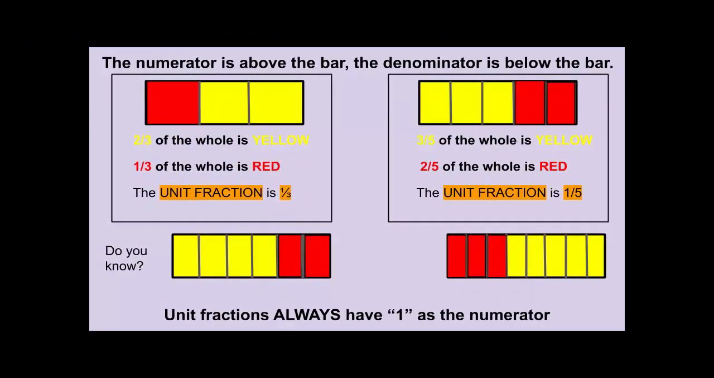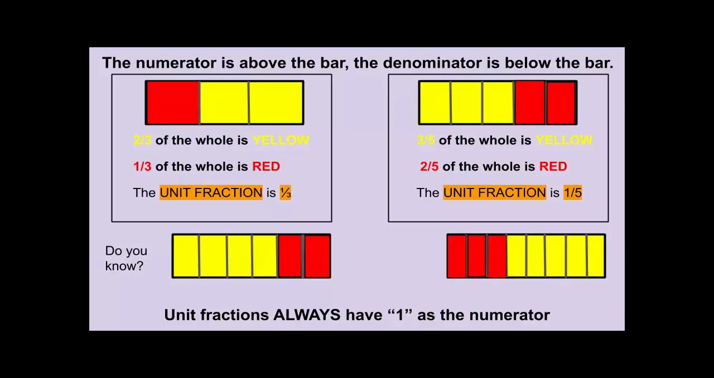Let's try a few more examples. When we look at the first box, we see that the rectangle is divided into 3 parts. 1 part is red, 2 parts are yellow. So for the regions, the yellow part is 2/3. 2/3 of the rectangle is yellow. 1/3 of the rectangle is red.